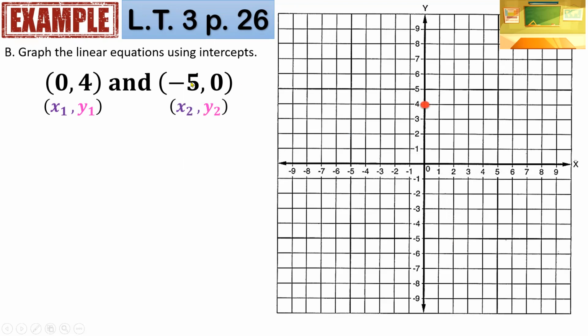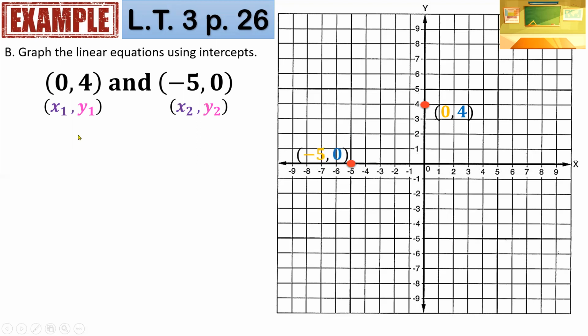Next, sa kasunod po, negative 5, 0. So, yan naman ay kaliwa ka ng 5. So, 1, 2, 3, 4, 5. Ito siya. Ayan. Negative 5. Ngayon, sa y, siya ay 0. So, 0 siya. Ibig sabihin, hindi ka na aakyat, hindi ka na bababa. So, dyan na yan. So, yan ang negative 5, 0.